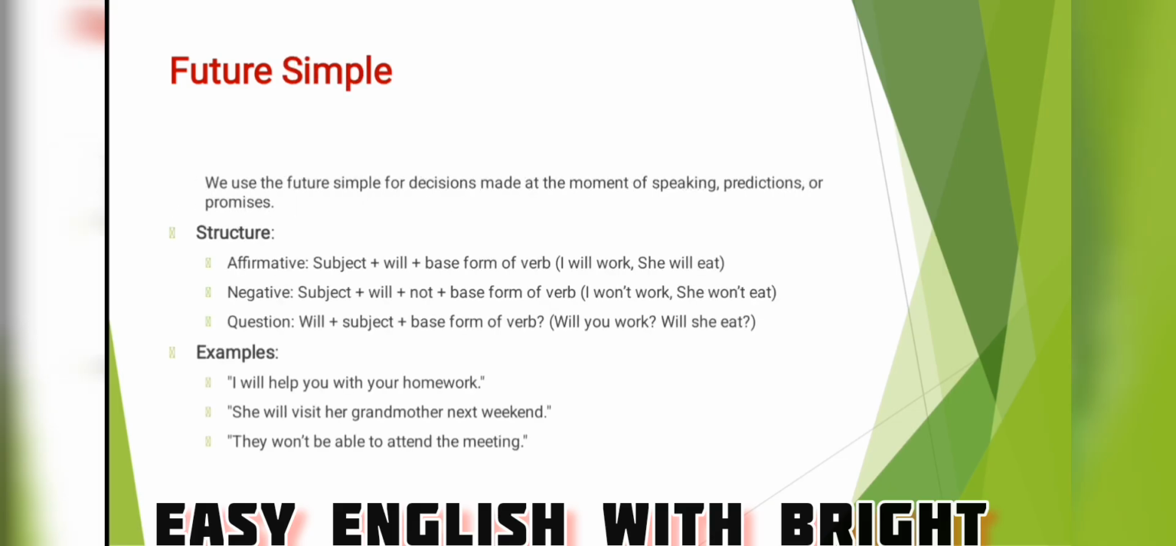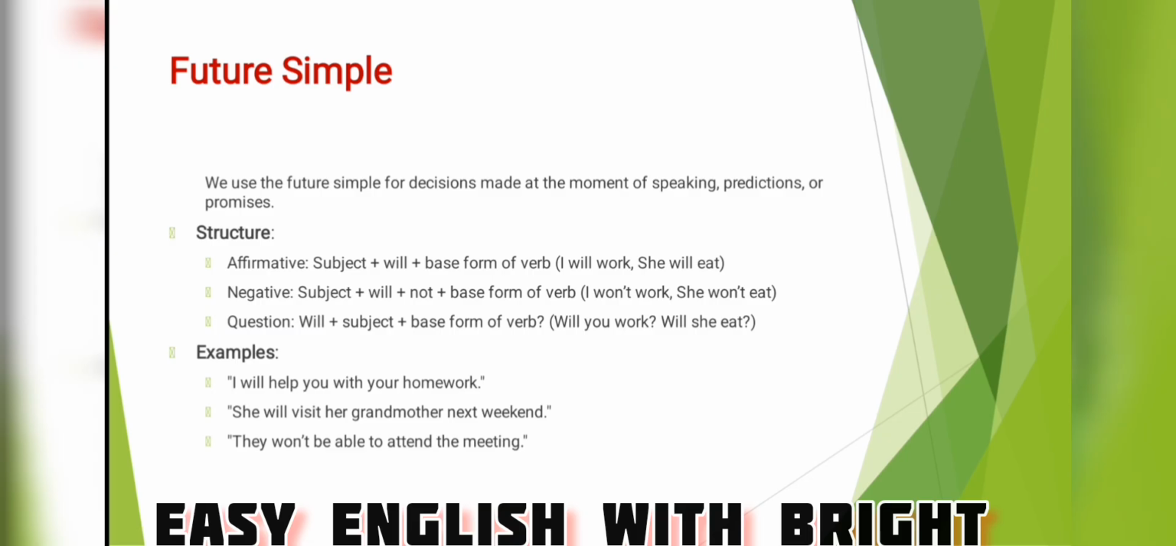Future simple. We use the future simple for a decision made at the moment of speaking, predictions, or promises. Structure. Affirmative. Subject plus will plus base form of verb. I will work. She will eat. Negative. Subject plus will plus not plus base form of verb.